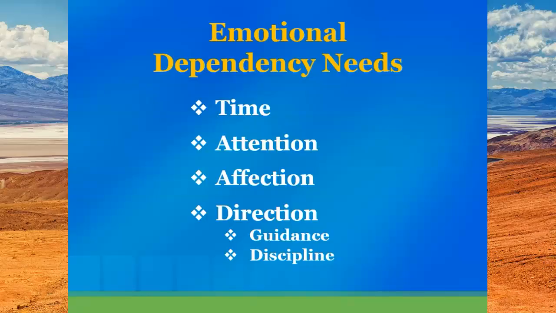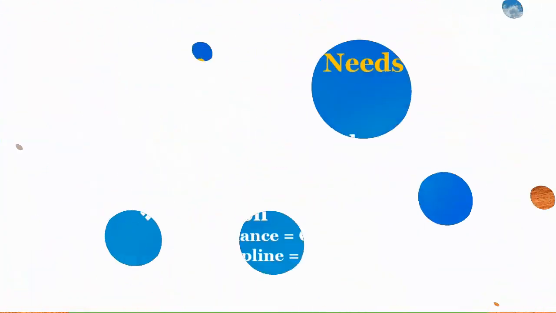The second group of dependency needs includes the emotional dependency needs. This is the emotional nourishment that a child requires, almost as much as food and water. Emotional dependency needs include time, attention, affection, and direction. There are two kinds of direction children need. The first is guidance, and the second is discipline.